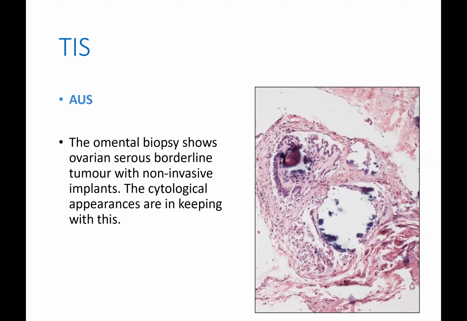The international system recommends that we call these cells atypical cells of undetermined significance until they can be correlated with the histology, because borderline tumours are certainly staged according to the ovary, and the nature of these low-grade serous cells are really quite difficult to assess on cytology. And indeed, the biopsy showed ovarian serous borderline tumour with non-invasive implants, and we could conclude that the cytological appearances were in keeping with that.